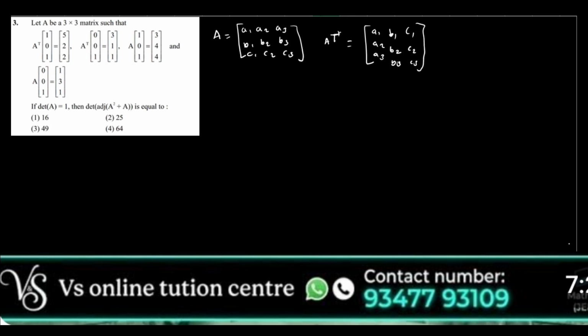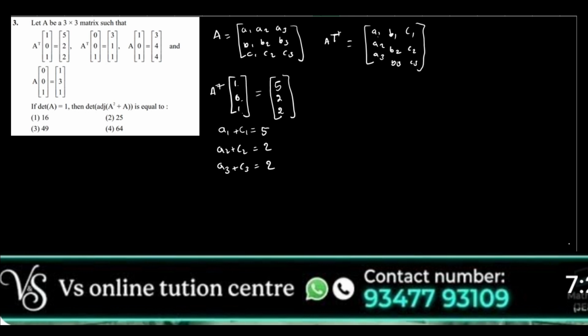Now we need the value of A transpose into 1, 0, 1. So multiply A transpose into 1, 0, 1: 1 into A1, 0 into B1, 1 into C1, plus C1. A1 plus C1 is equal to, they give, 5, 2, 2. So it is equal to 5. In the same pattern, A2 plus C2 is equal to 2, and A3 plus C3 is equal to 2.